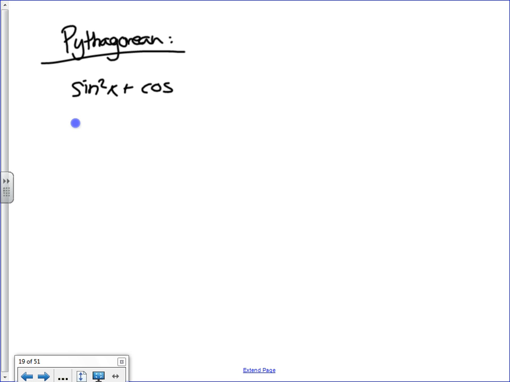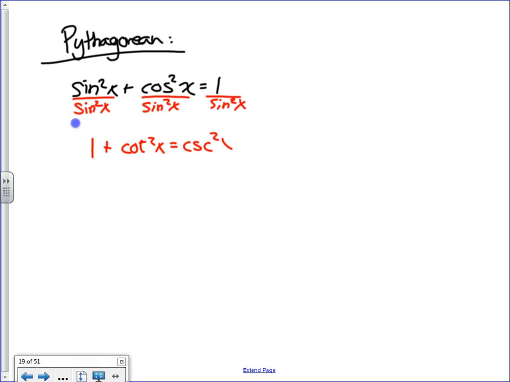Sine squared plus cosine squared equals 1. Then why don't you know the other ones? No excuse. If you know that one, you know them all, because they come from it. Someone tell me, how do you get one of them? Get a 1 somewhere else. If I want a 1 right here, I need to divide everything by sine squared, and what I do to one, I have to do to all of them. So I get 1 plus cotangent squared of x is cosecant squared of x.